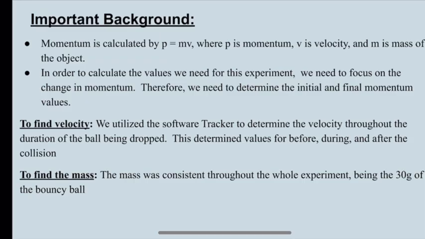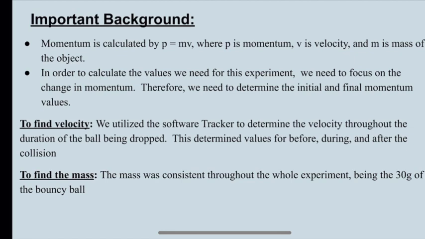In terms of some important background, momentum is calculated by the equation p = mv, where p is momentum, v is velocity, and m is the mass of the object. In this specific experiment, however, we need to focus on the change in momentum. Therefore, we need to determine both the initial and final momentum values. To find the velocity, we utilize the software Tracker to determine the velocity throughout the duration of the ball being dropped. And the mass, which was consistent as a control variable, was 30 grams or 0.03 kilograms.